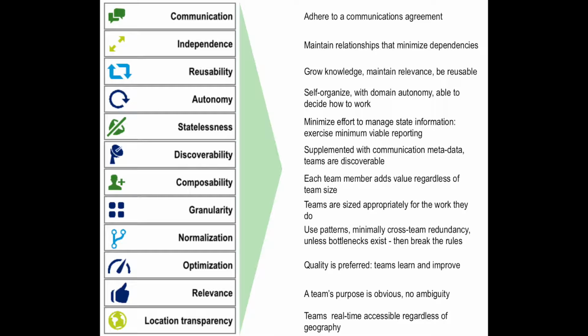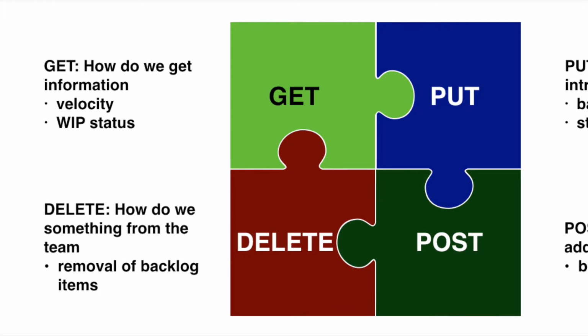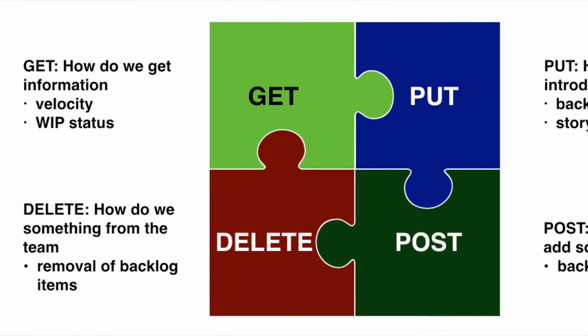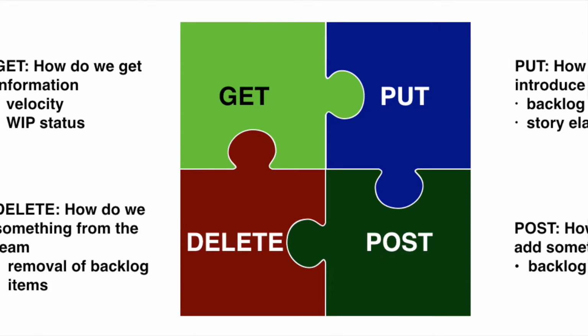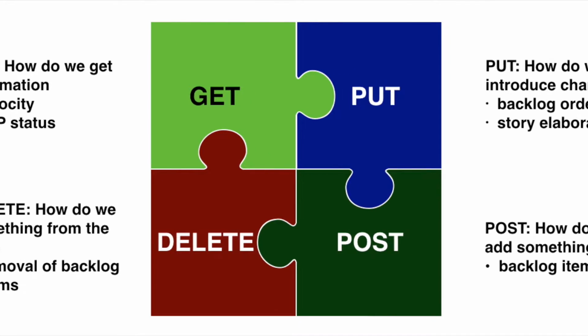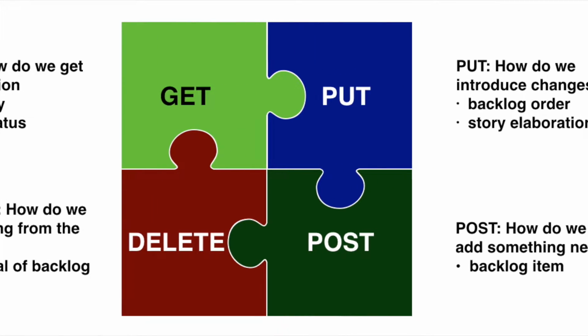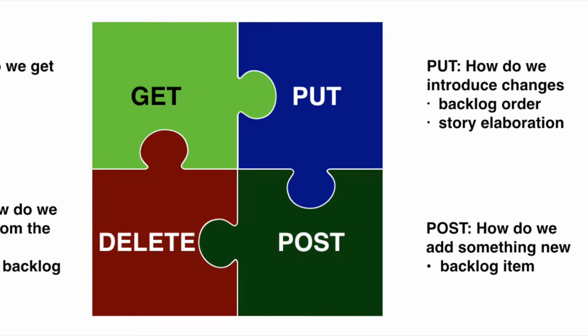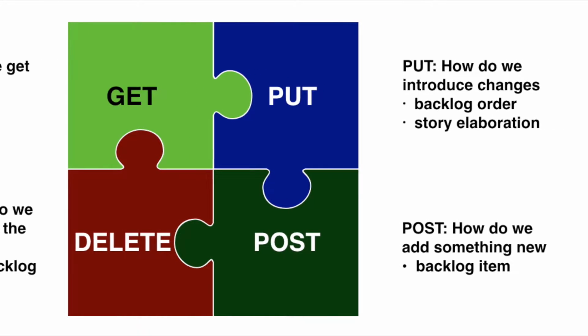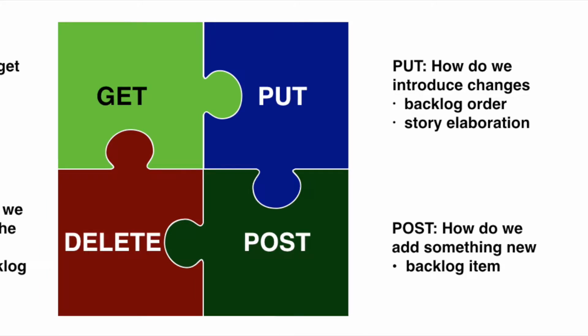In the DSP services team, we emphasized 2 key SOA principles, communication and normalization. To understand if the SOA principles were working for teams, we ran through 4 operations. Get. How do we see velocity for release planning, for example? Delete. How do we remove a backlog item? Put. How do we reprioritize work? Post. How do we introduce new work?